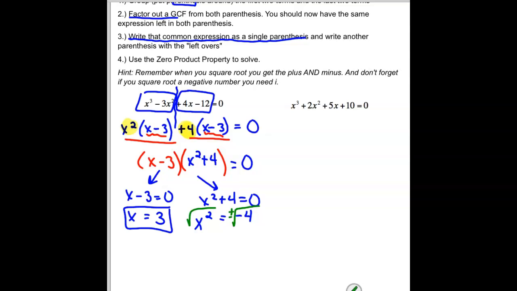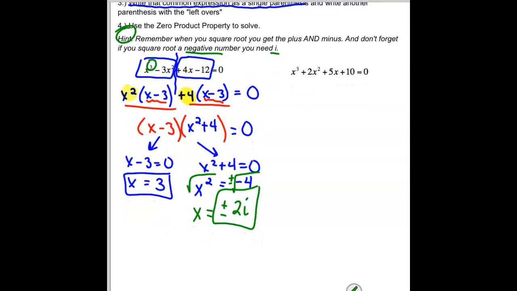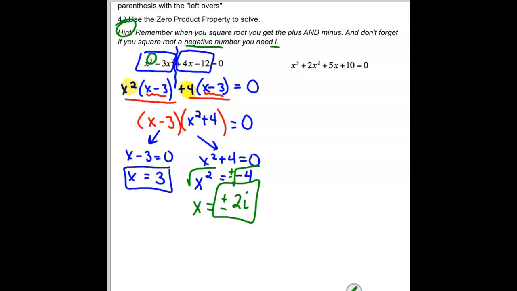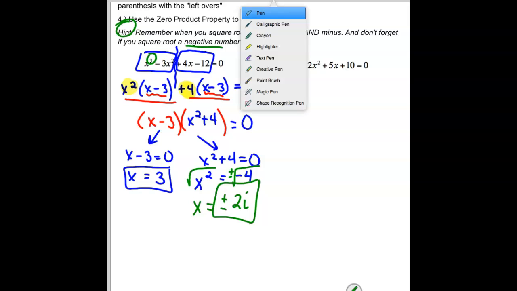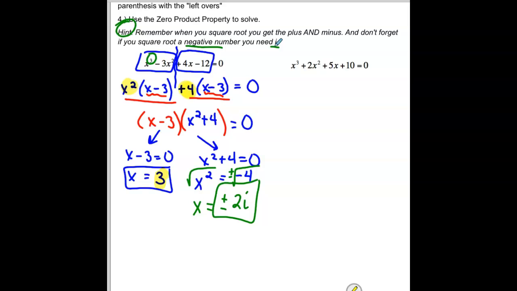And don't forget, I put it down as a hint here, remember when we square root, we have to get that plus and minus. And if we're square rooting a negative number, remember it's going to come out as an imaginary answer. So we're going to have x equaling plus and minus 2i. Okay? So our general rule is that the degree of our polynomial tells us how many zeros we should be finding. So my solutions are 3 and positive 2i and negative 2i.